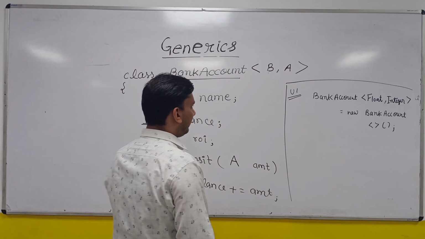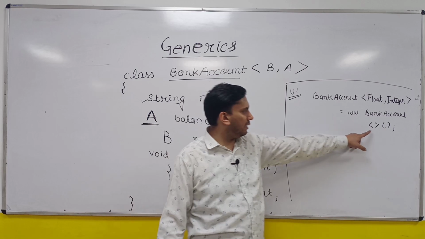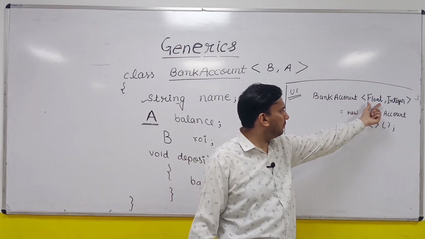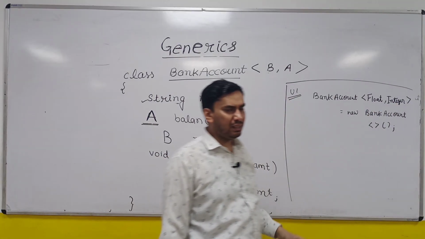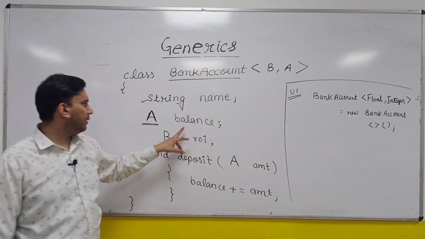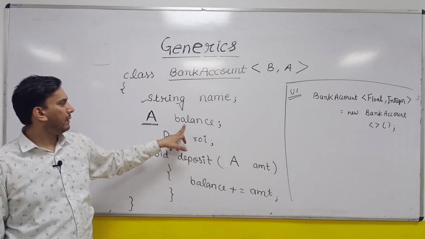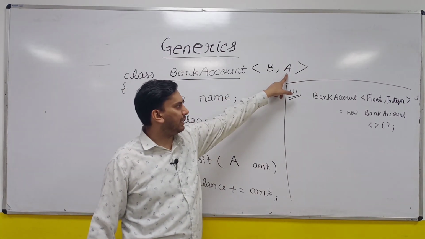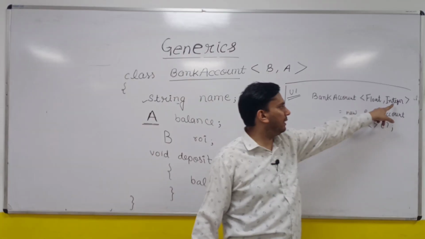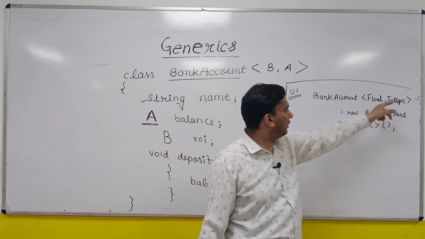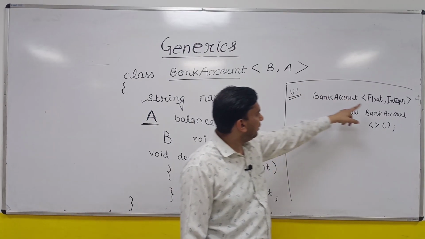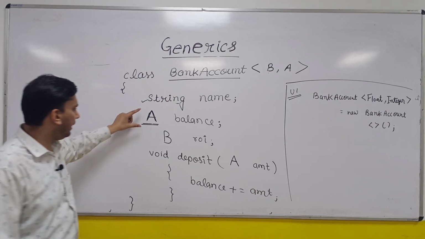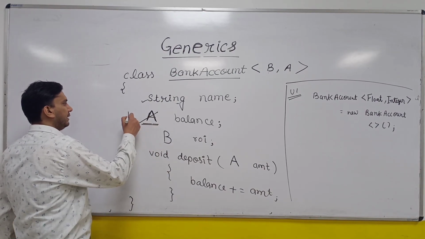If I have created the object in this, I will come back to this thing. But for the time being I am just passing a float and an integer. So what will be the type of balance? Balance will be of which type? A type. A is the second parameter. The second parameter I am passing is integer, because you can see BA. So the A value is integer, so everywhere you have written A, it will be replaced by integer.